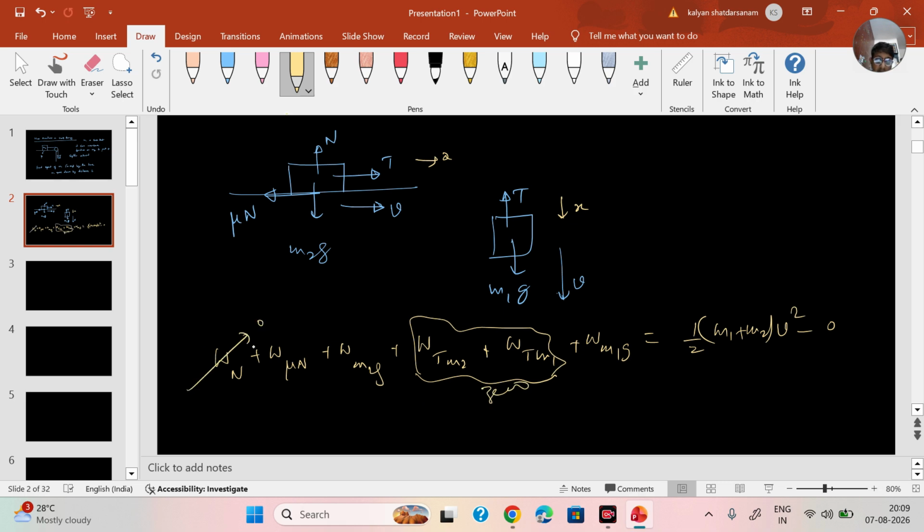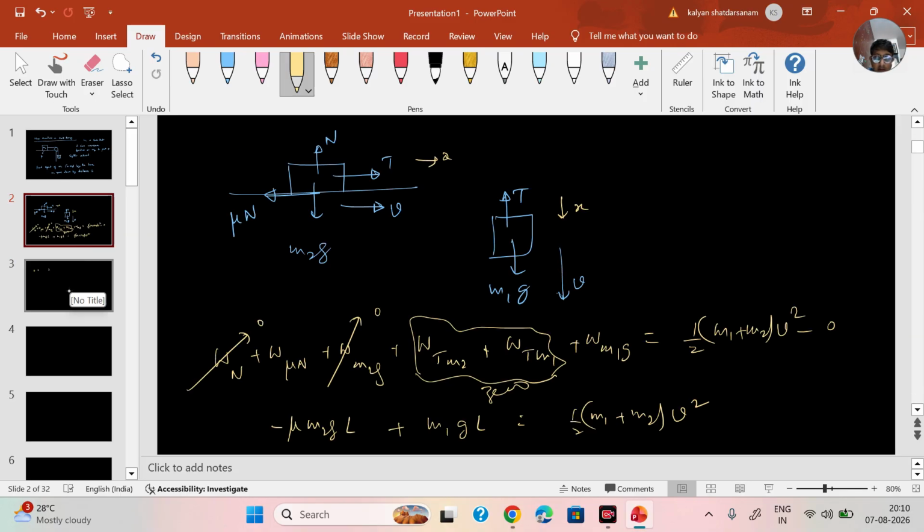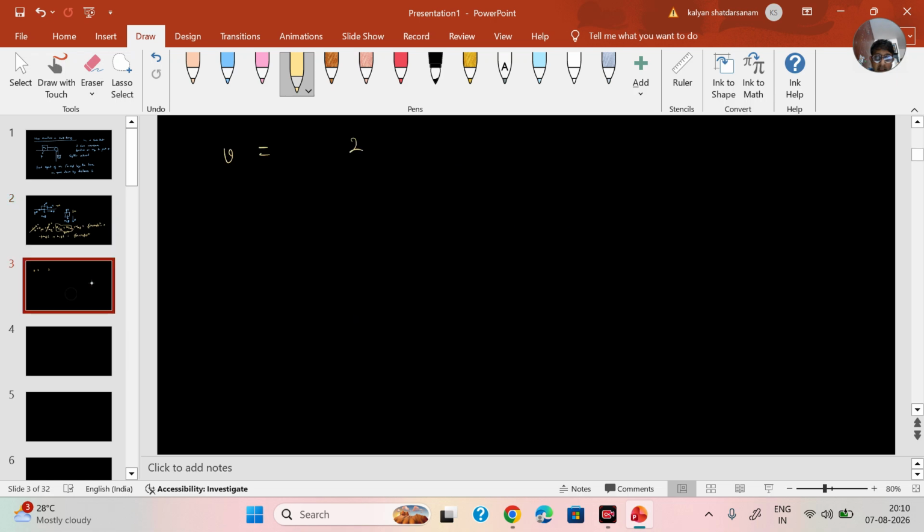Work done by N will be 0 because it is always perpendicular to the displacement. Work done by m2g will be 0. Work done by mu N here is mu m2g into minus L, because this block moved down by L, and for m1 moved down by L, m1gL is half m1 plus m2 v squared. How simple it is. So from here I can get v is the square root of 2gL into m1 minus mu m2 by m1 plus m2.